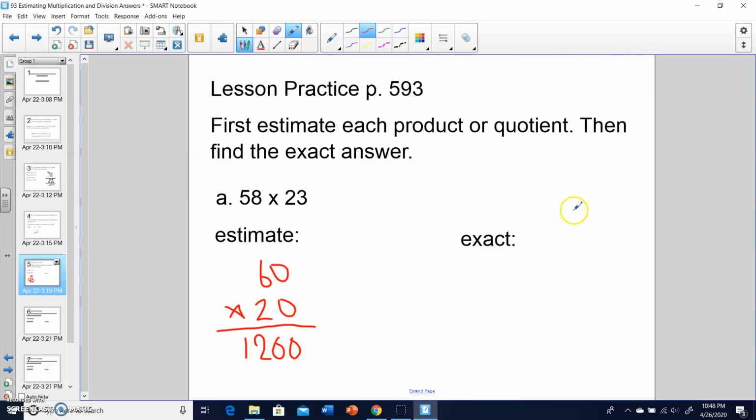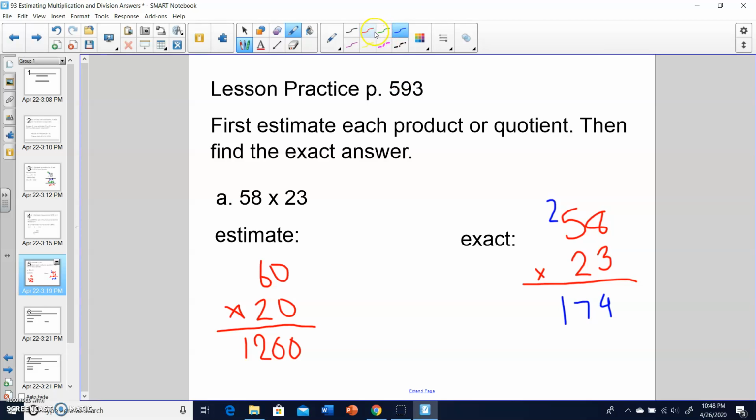Okay, now I have my exact. So my exact answer should end up close to my estimate. If it doesn't, we probably did something wrong, and we should go back and try again. First I'm going to multiply 58 by 3 in the ones place. So I'll start one at a time. 3 times 8 is 24. And my 2 goes up to be added in later. Then I take 3 times 5 is 15, plus the 2 is 17.